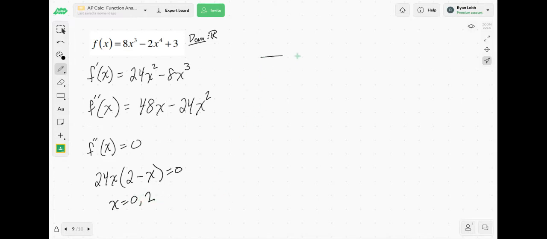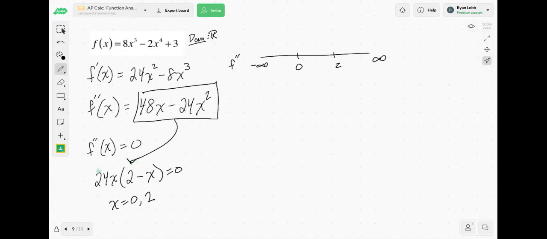Now I set up a little quick number line. We have negative infinity here, 0 here, 2 here, infinity over here. Keep in mind, we're looking at f double prime. So in here, what is f double prime? Okay, here's f double prime. I could plug in here, but a better place to determine sign is right here. That's a better place to look.